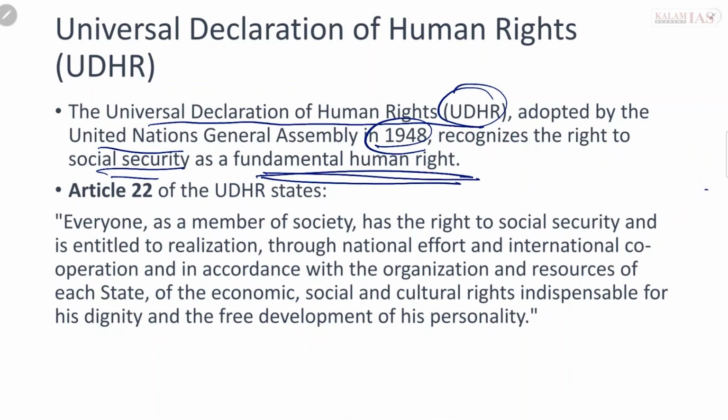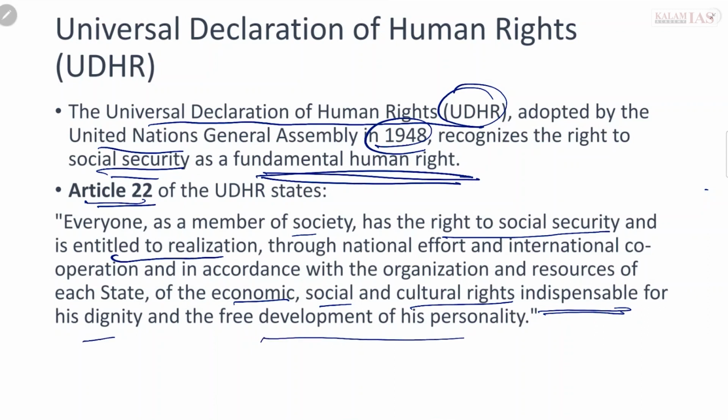So let us see what the UDHR says. Article 22 of the UDHR states everyone as a member of society has the right to social security and is entitled to realization through national effort and international cooperation and in accordance with organization and resources of each state of the economic, social, cultural rights indispensable for his dignity and the free development of his personality. Okay, so basically, they have the right to social security and all such rights which are important for the free development of personality and dignity. These are what the Universal Declaration of Human Rights calls as a part of a fundamental human right.